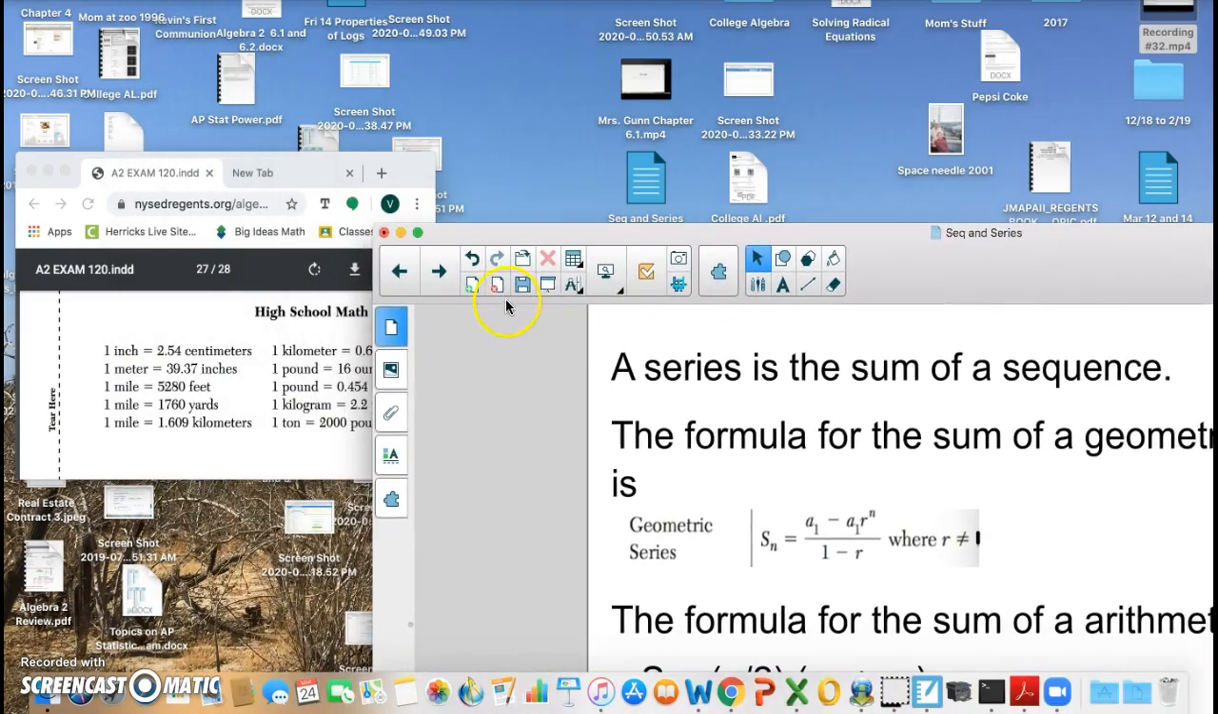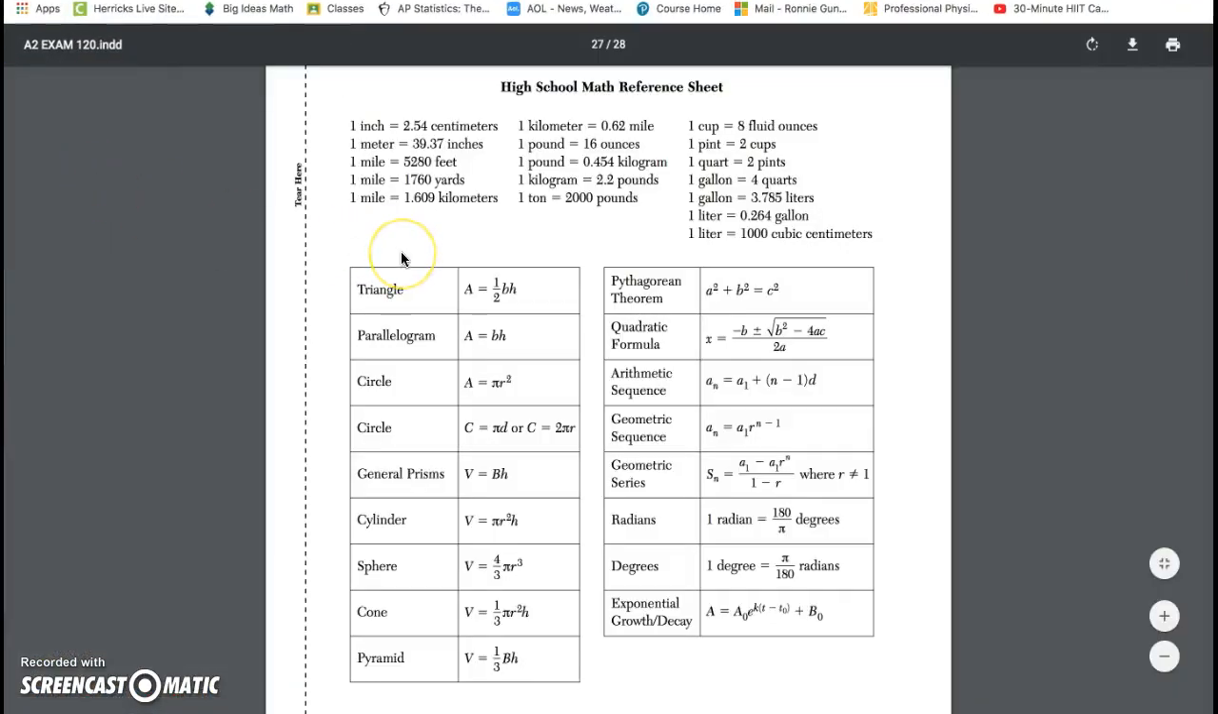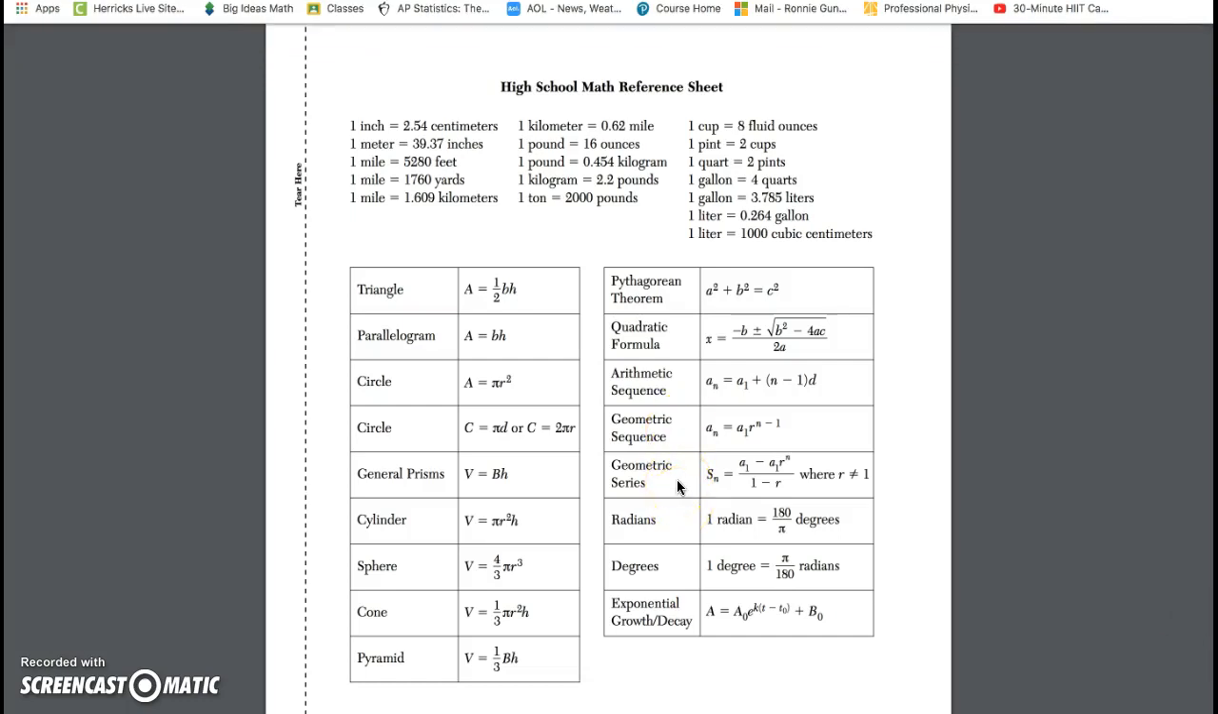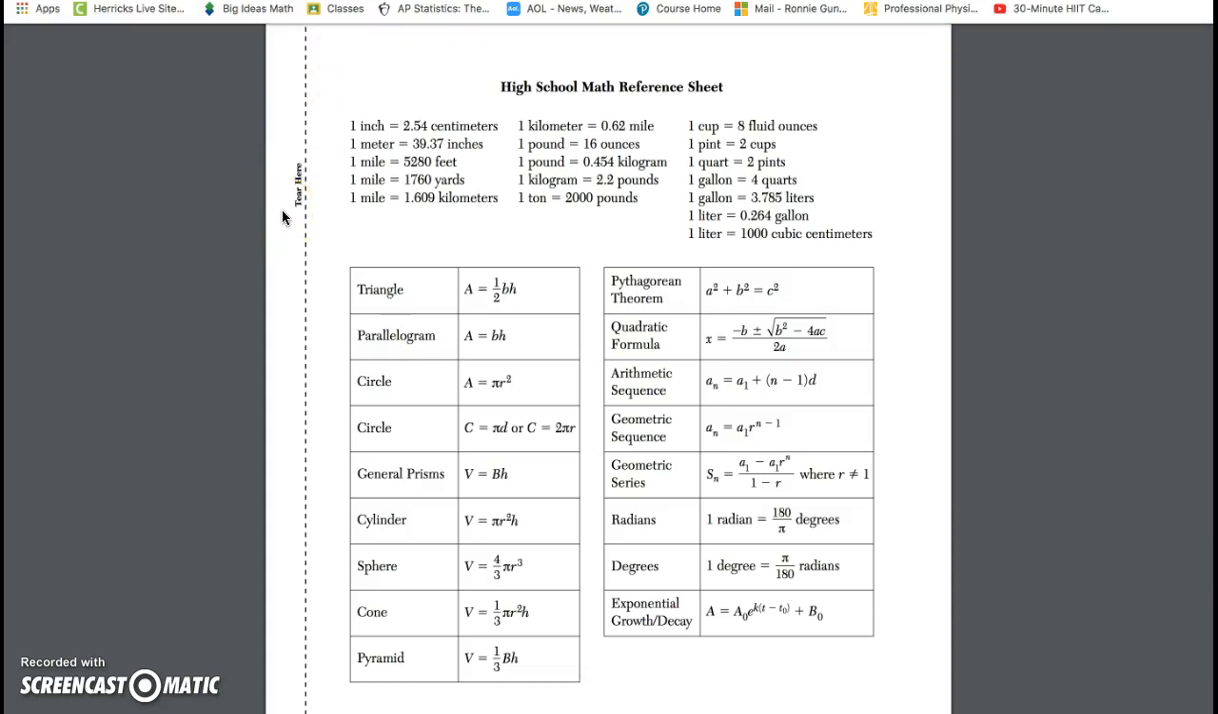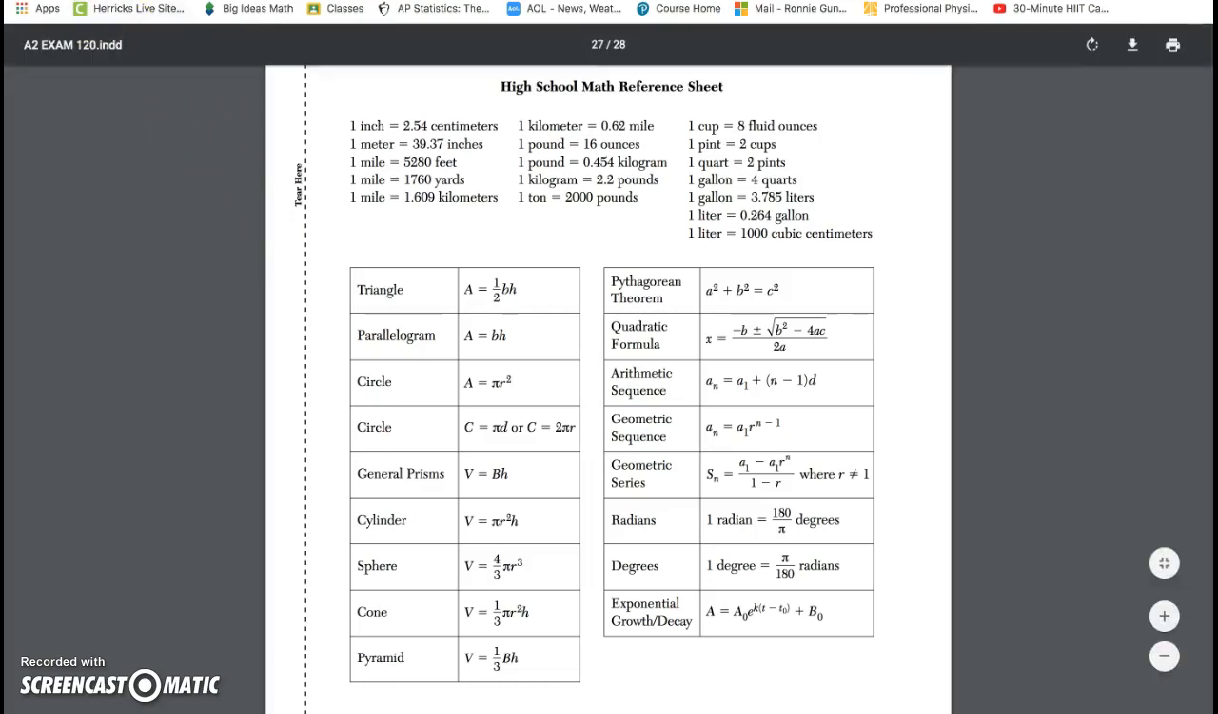All right. So I'm going to bring you over here. Today you're going to watch a video online. This comes from the Regents, but notice that the explicit formula for both the arithmetic and the geometric is given to you, so you don't have to memorize that. So is the geometric series formula. But what's not given is the recursive formulas, and what's not given is the arithmetic series formula.